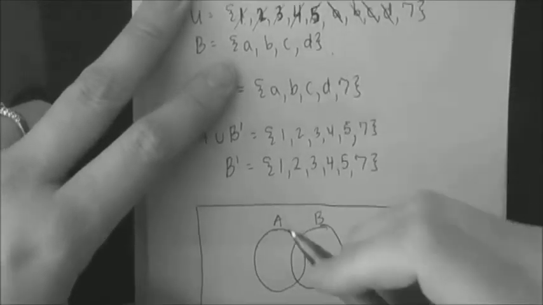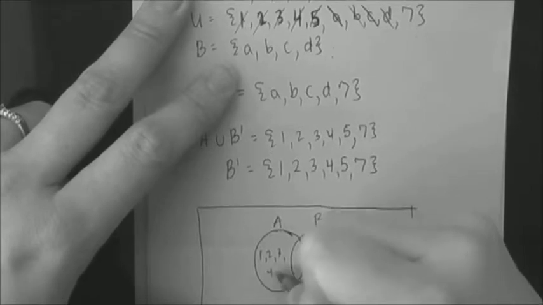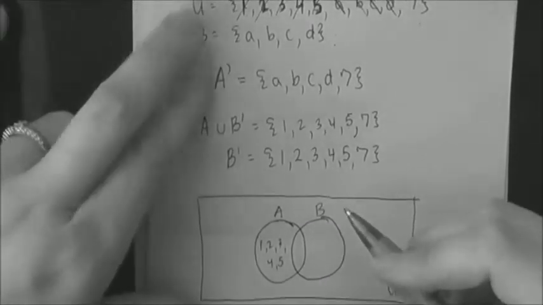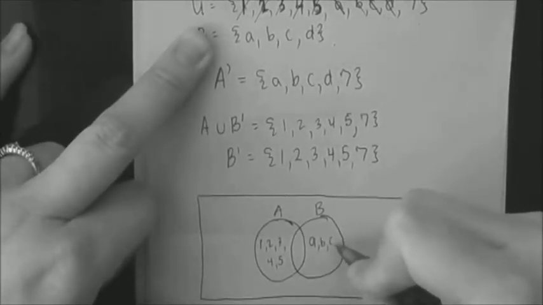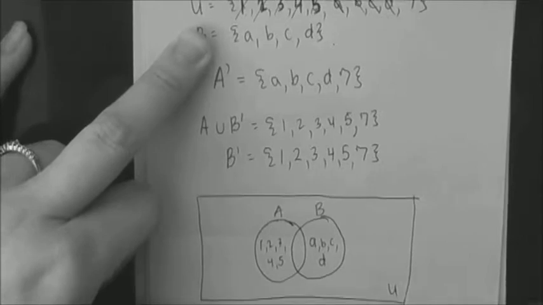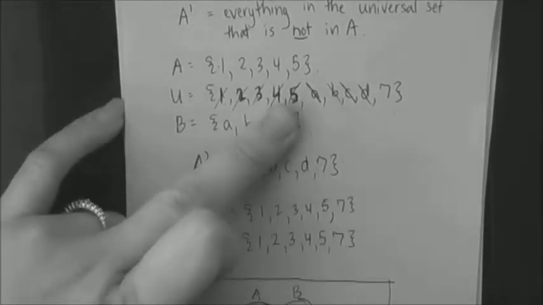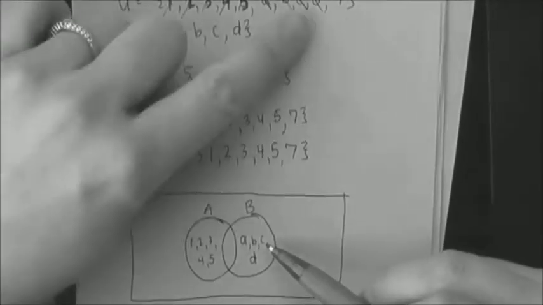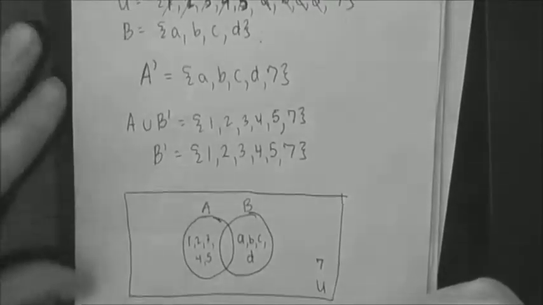So then I simply go to my A and I list out 1, 2, 3, 4, 5 in my A circle. Then I go to my B and I say, well, B was A, B, C, D. And then I go to my universal set. My universal set was 1, 2, 3, 4, 5, which is already listed. And then I have A, B, C, D, which is already listed. And then I have a 7 on the end, so I put my 7 out here.